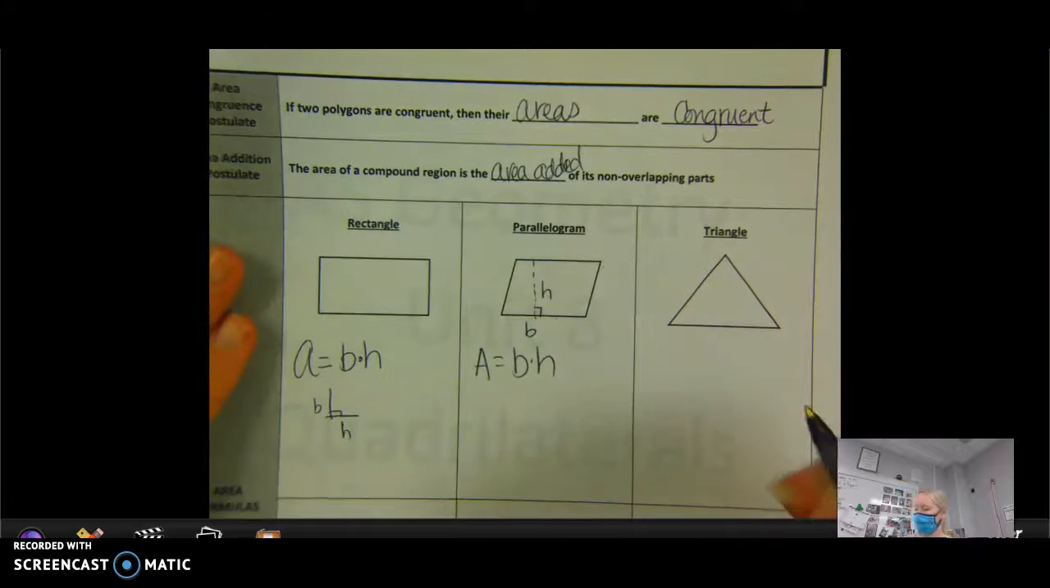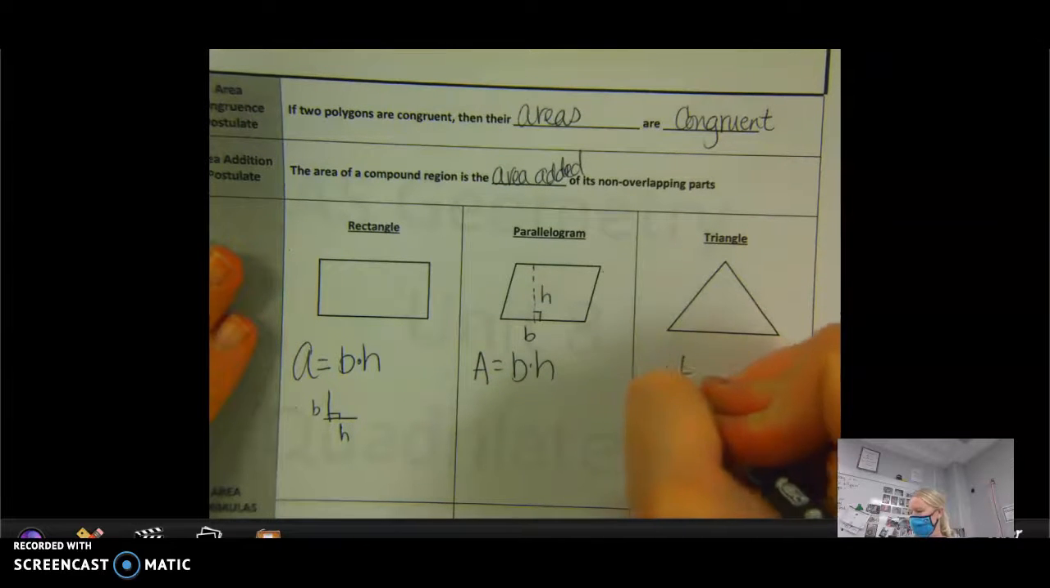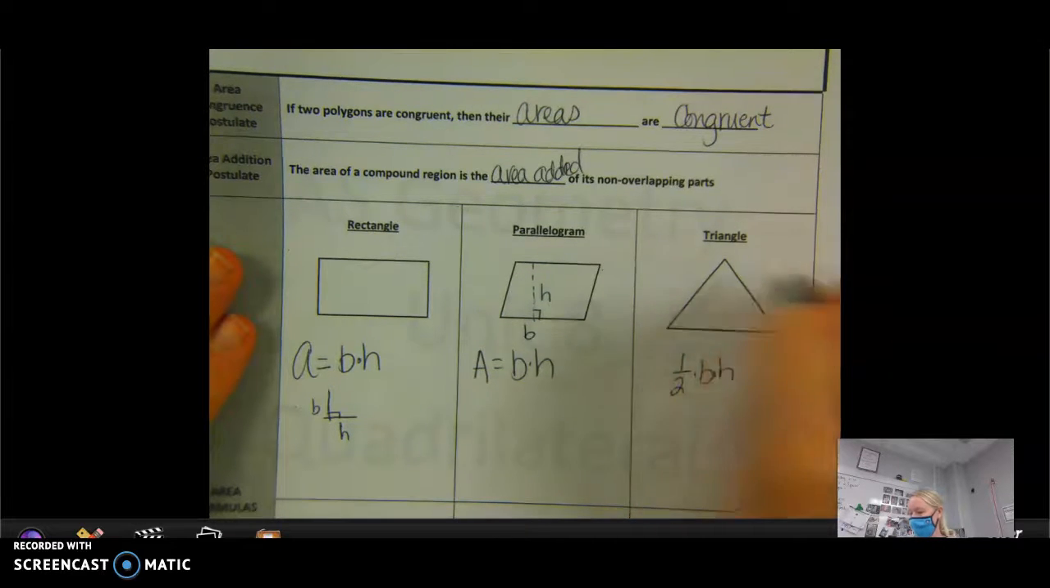Triangle. What's the area of a triangle? 1/2 base times height, or base times height divided by 2, either one. Remember again, the 90-degree is my height.